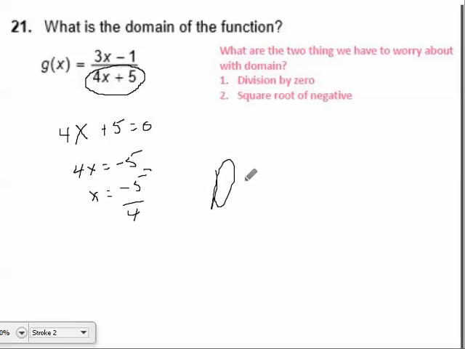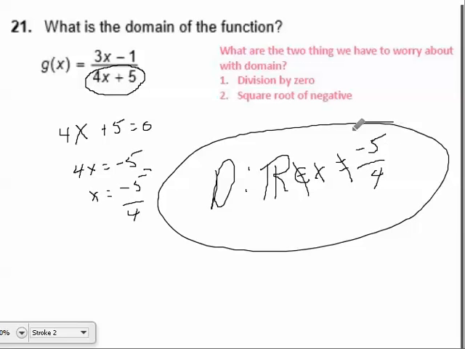So my domain would be all real numbers with the exception of x not equal to negative 5 over 4. That's what my domain would be.